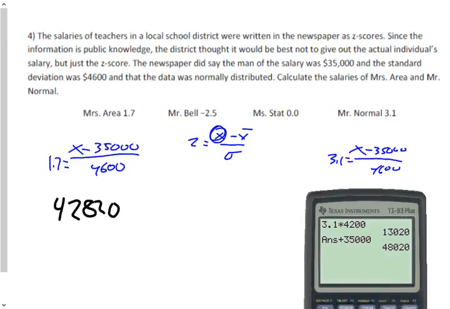All right, so there is normal distribution and z-scores all put together. Go ahead and practice the rest of this packet, and we'll be ready for a quiz at some point tonight. Good luck.